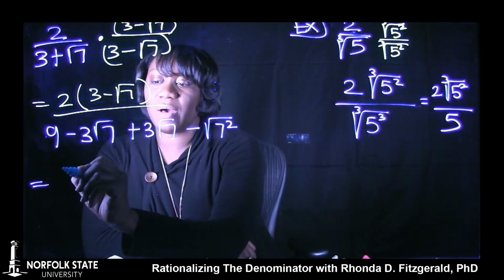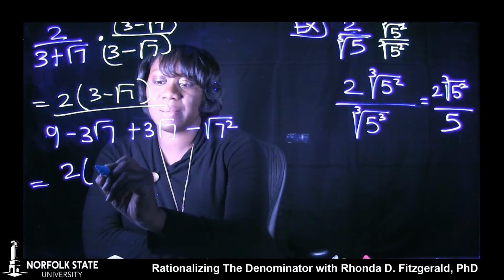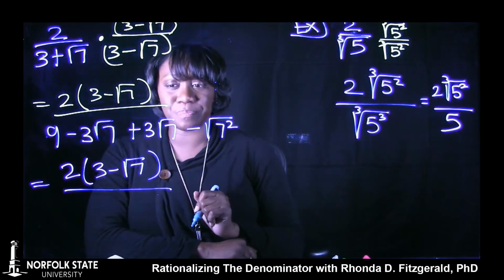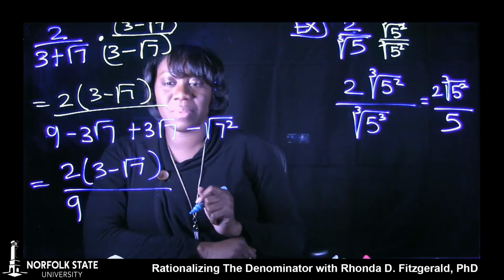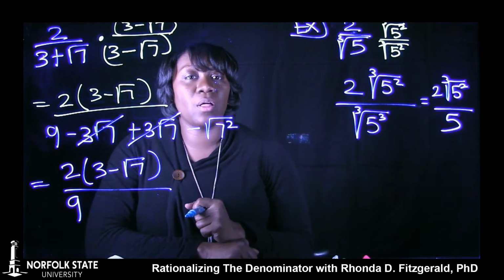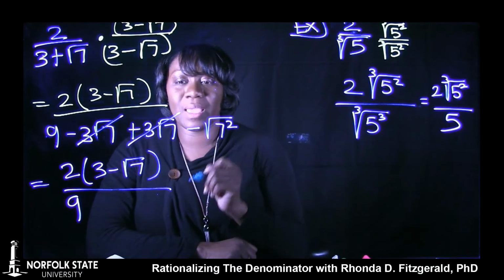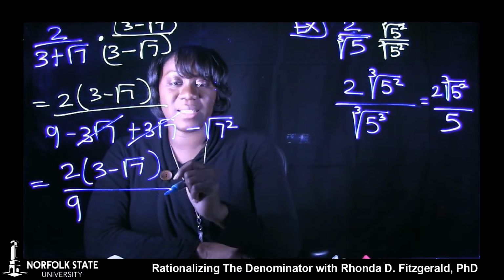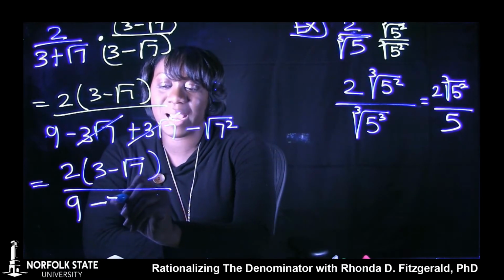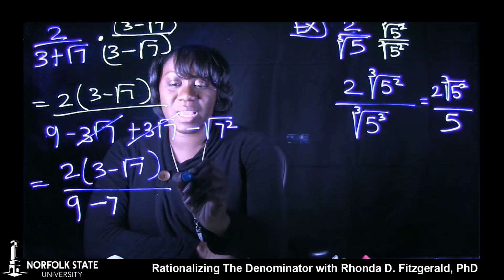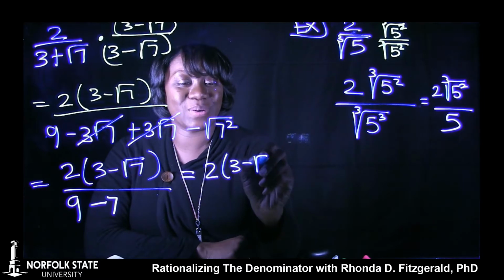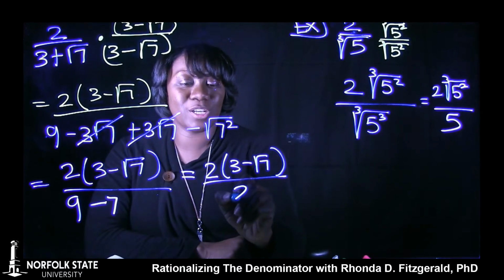So let's continue and simplify this. I'm going to leave that 2 out there. I'm going to say 2 times (3 minus the square root of 7) all over 9. Let's look at this. I have minus 3 square roots of 7 and a plus 3 square roots of 7. Those two terms will cancel one another out. And then lastly, minus the square root of 7 squared. Well, that's simply going to become minus 7. So our answer becomes 2 times (3 minus the square root of 7) all over 2.